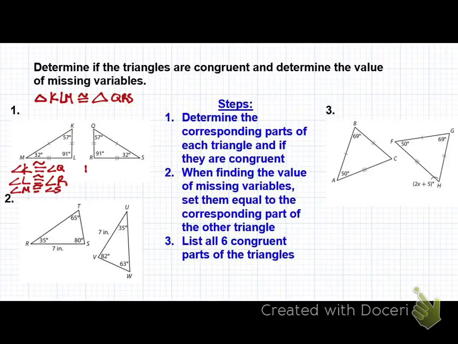Okay, good. Angle S, right? And we could do that with sides too. Let's look at line segment KL. What line segment is congruent to line segment KL? QR. Cool. Line segment QR.